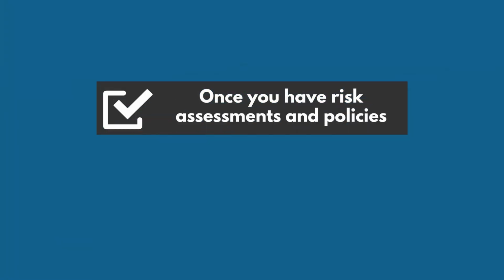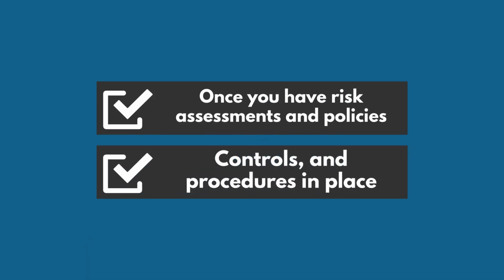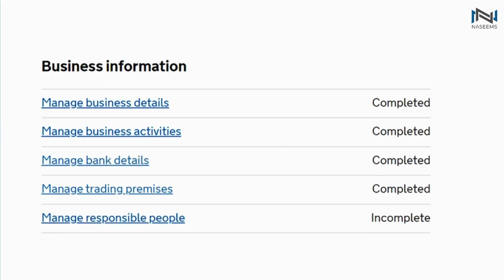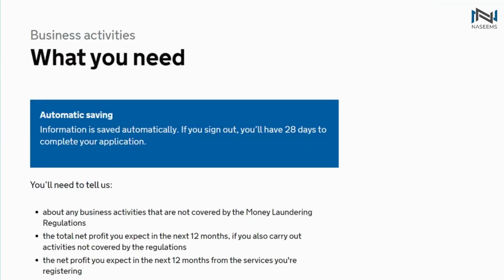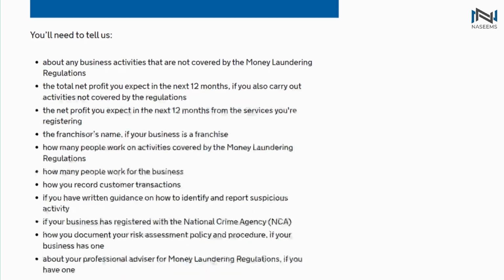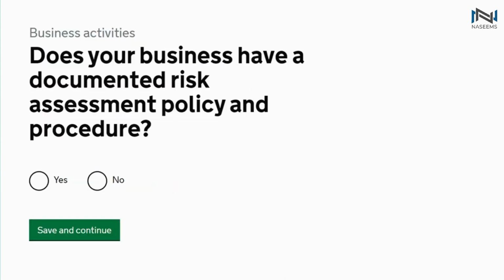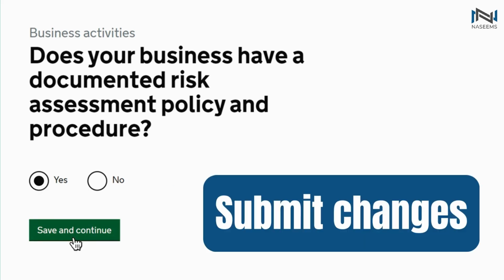Once you have risk assessments and policies, controls, and procedures in place, you should update your application. Go to Check or Update Your Business Information and select Manage Business Activities. Check what you need to see the information you'll need to add or update details of your risk assessment and policies, controls, and procedures. Select Continue to add or update details of your risk assessment and policies, controls, and procedures. Next, change Does your business have a documented risk assessment policy and procedure to Yes to update your information. Complete each section and save and continue, then submit changes.